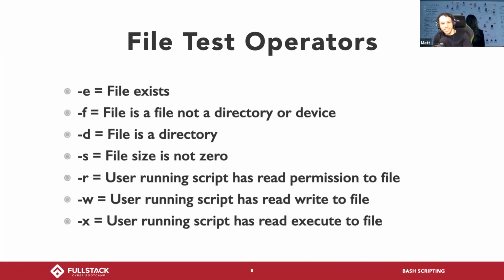So here's a list of some operators for testing files. Like, hey, maybe you want your script to check if a file exists before it does something. You can write that logic: if the name of some file -e. So if that file exists, do something. If it does not exist, do something else. Maybe tell the user the file doesn't exist, error, sort of stuff like that.